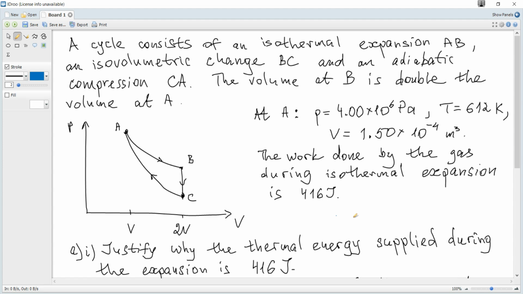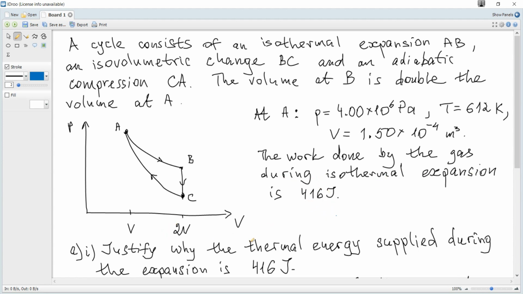A heat engine operates on the cycle shown below. It consists of an isothermal expansion AB, an isovolumetric change BC, and an adiabatic compression CA. The volume at B is double the volume at A. At A, pressure, temperature, and volume are given. The work done by the gas during isothermal expansion is 416 joules.